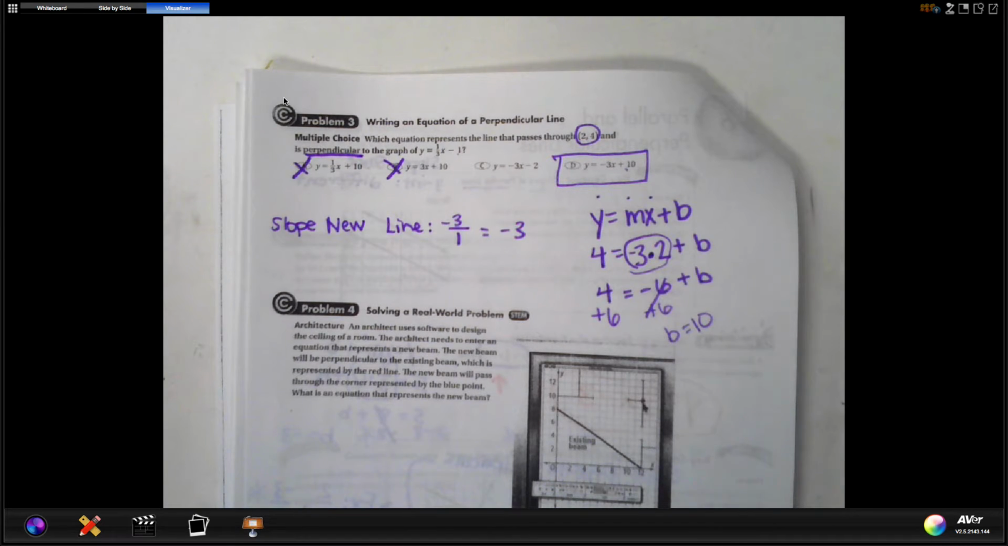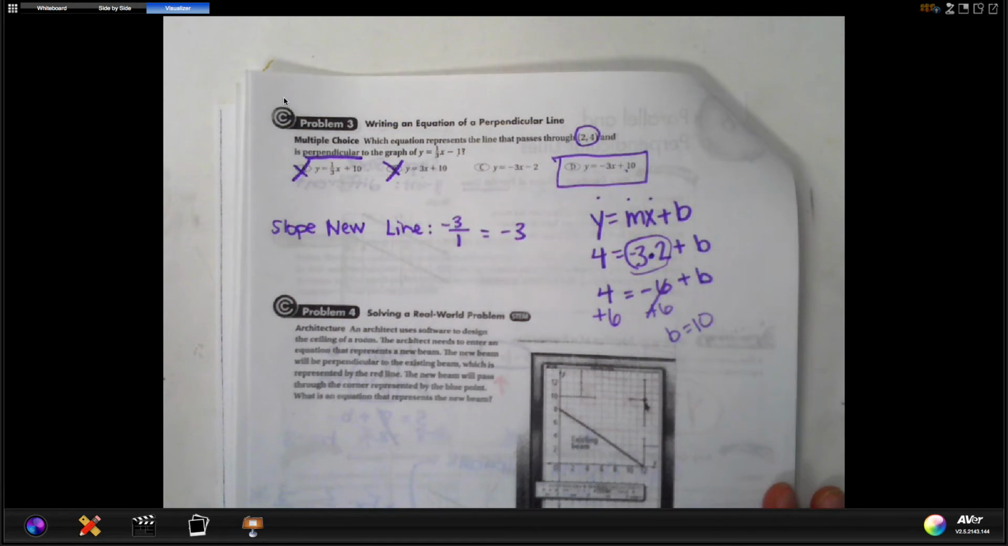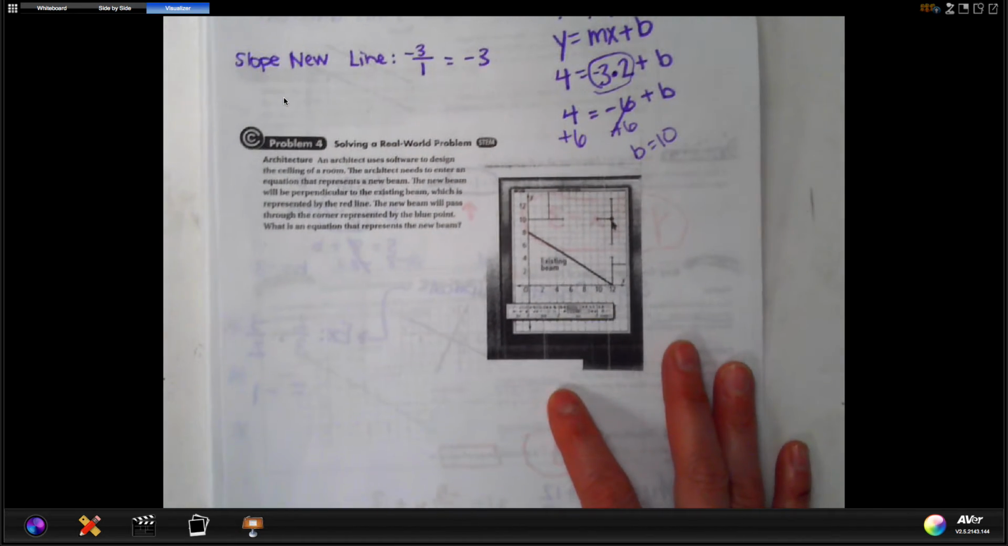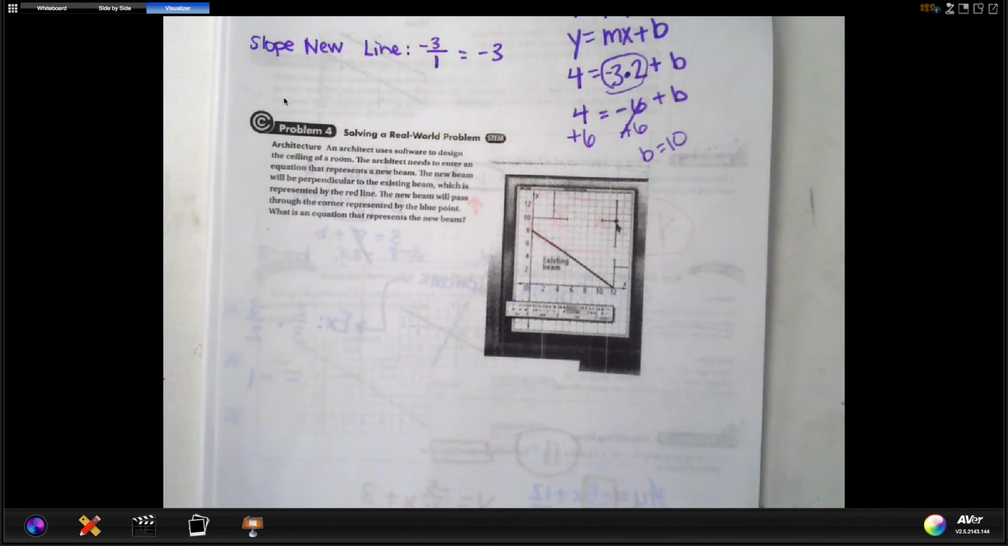All right, last but not least, everybody's favorite, story problem. Woo! Joy, joy, joy. Help me. Everybody loves story problems is what you mean. Okay.